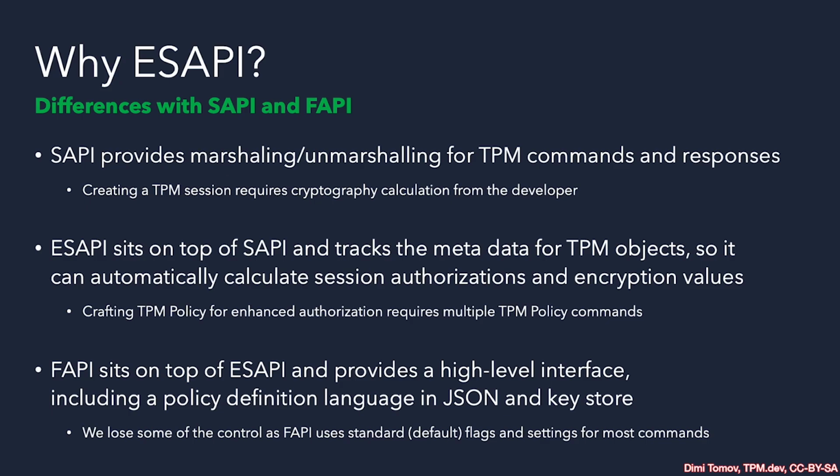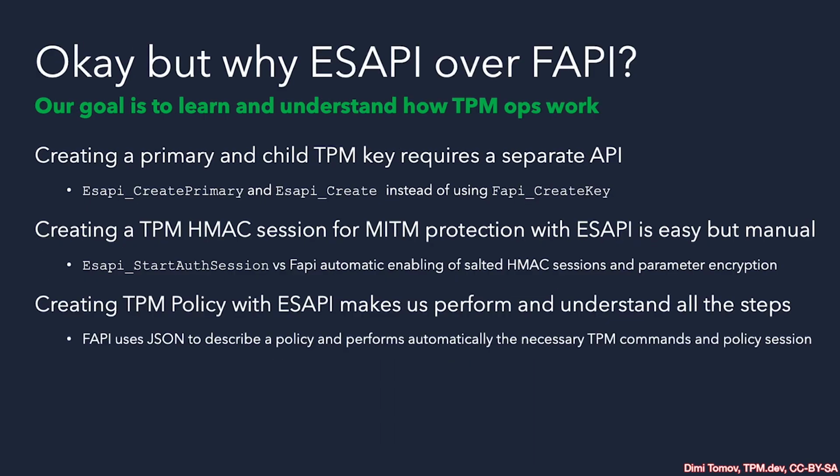Now, with FAPI, moving again a level up, that sits on top of eSAPI, we have a policy language that works in JSON. Also, we have a key store that makes the management of keys even easier, right? And again, this is a great benefit. It comes at a cost. With FAPI, we have a single API for creating primary and child keys. And while it's very convenient, I think for this course, for the intermediate TPM usage, we still need to make a very good distinction between the primary and child keys. And I would like us to keep that distinction in this course. So this is another reason for using eSAPI and not FAPI.